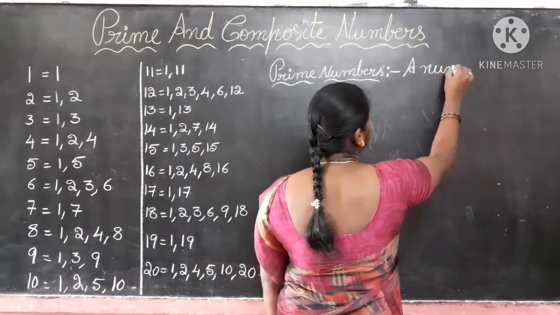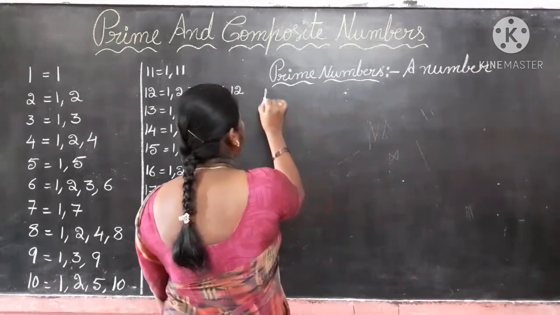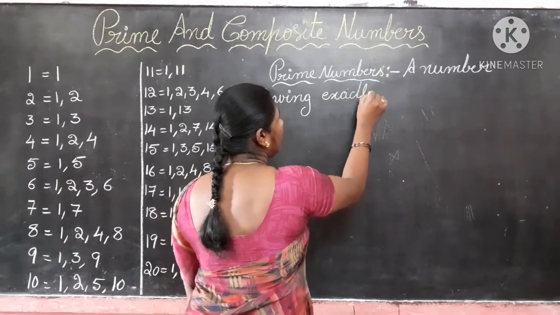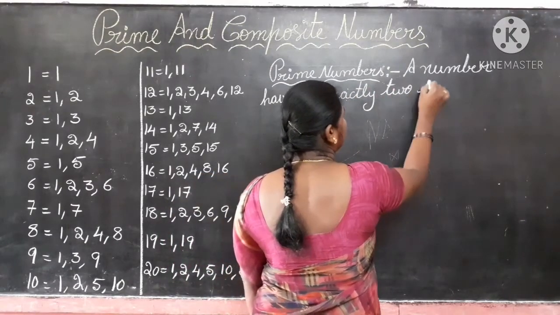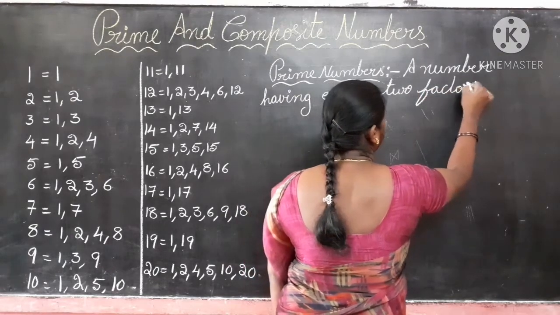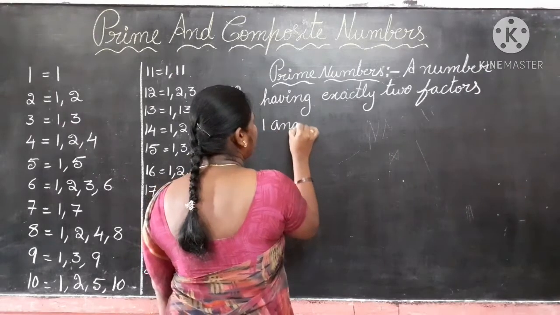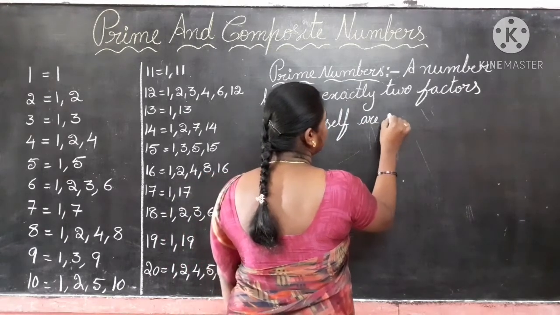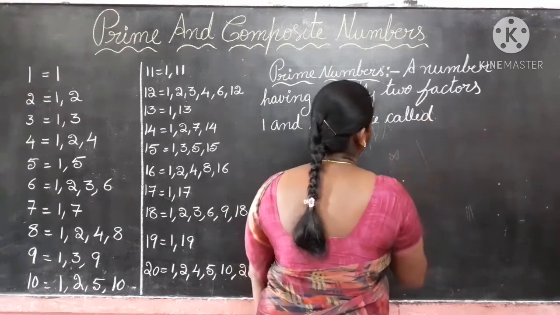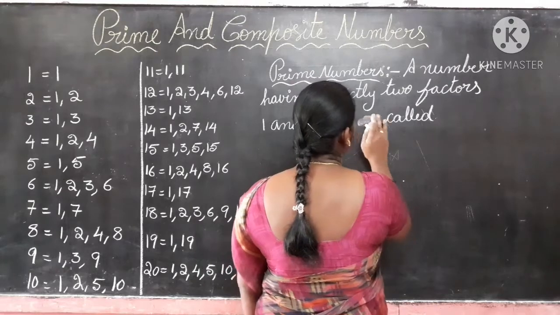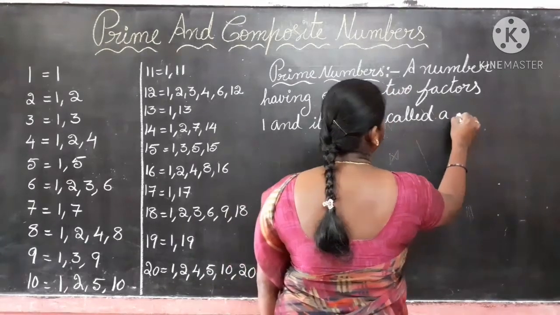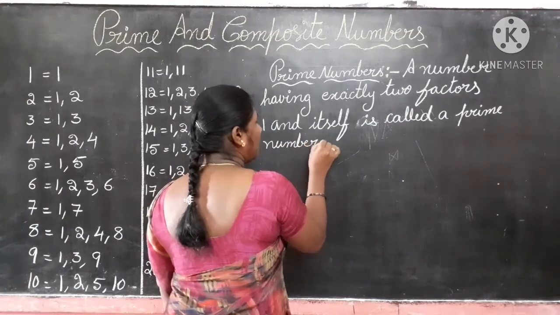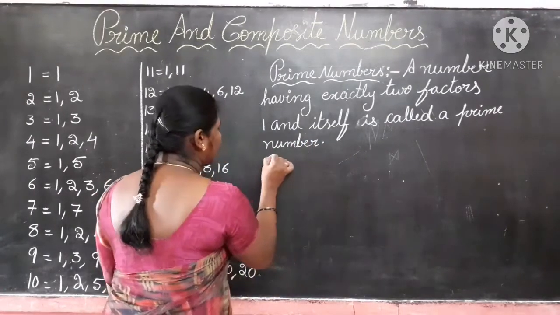What is a prime number? A number having exactly 2 factors, 1 and itself, is called a prime number. Okay, now shall we write what are the prime numbers here?